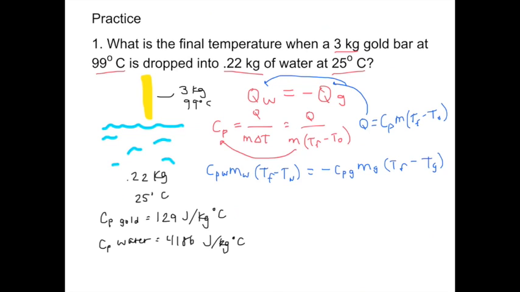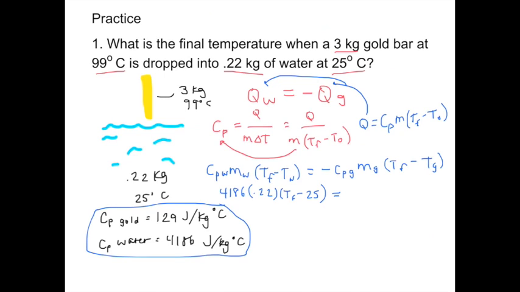And we have these known facts over on the side, which are the specific heat capacities for both gold and water. For water, we have 4,186. The mass of the water is 0.22 kilograms. The final temperature is unknown, that's what we're solving for. The initial temperature is 25 degrees.